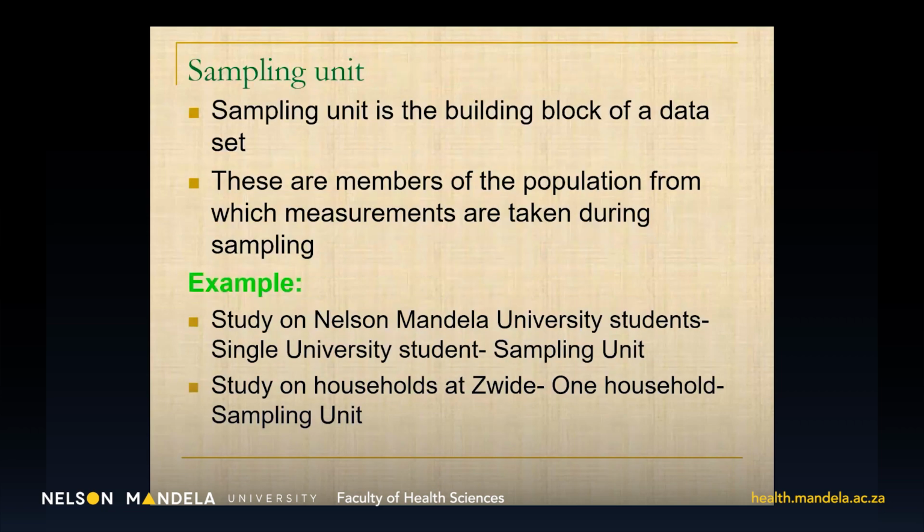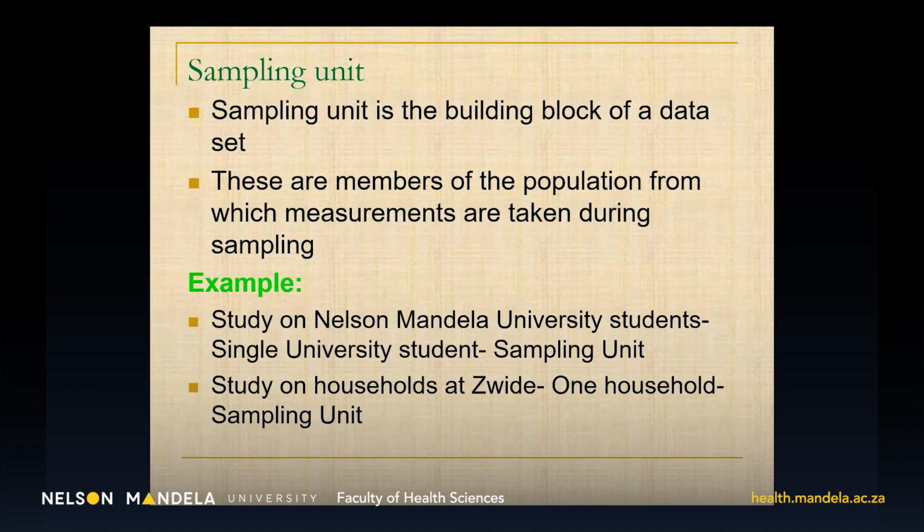And now the sampling unit is the building block of a data set. And I want to unpack this. And I'll repeat this. The sampling unit is the building block of your data set. And these are members of the population from which measurements are taken or are going to be taken during sampling. I'll give you a practical example.